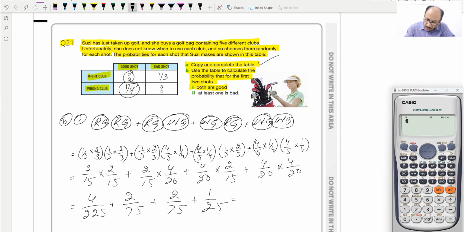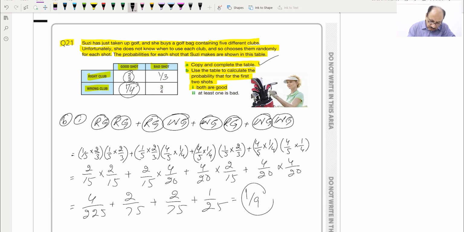This will be 4 over 225, plus 2 over 75, plus 2 over 75, and the last one is plus 1 over 25, and this results in 1 over 9. This is the answer for B part 1, where both are good. Now the second one, at least one is bad, so this is simple.